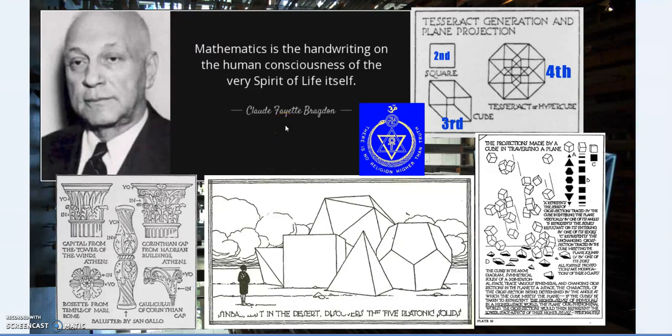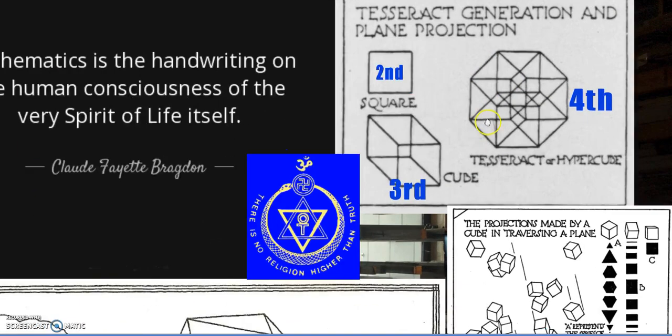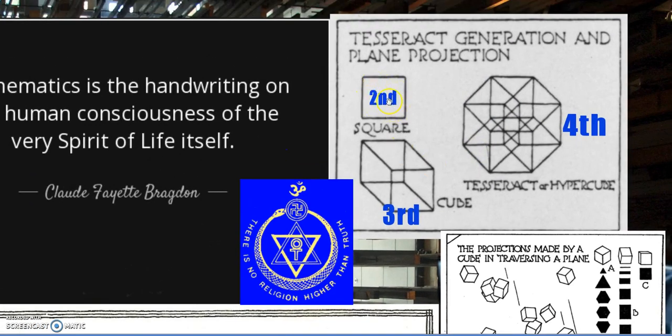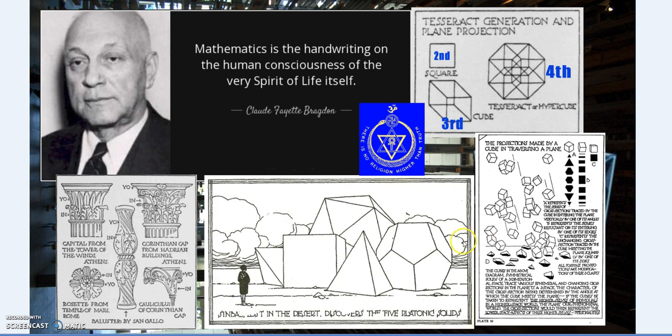Claude Bragdon, very important architect, also a theosophist, and so the Platonic solids, 3 dimensions, classical architecture, but also this theme of dimensionality. And for instance, one of his illustrations as well, the square, as in square of or area, 2nd dimension, 3rd dimension, the cube, and then the 4th dimension, or hypercube, the tesseract. And this will be a theme in this particular episode.